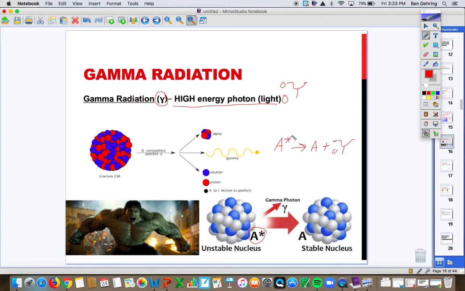This little asterisk just means that it's got a ton of energy. It's a nucleus with a whole bunch of energy, and so it's unstable because of all this added energy. When it becomes stable, that energy is released as a gamma particle. So this is how you write gamma radiation.